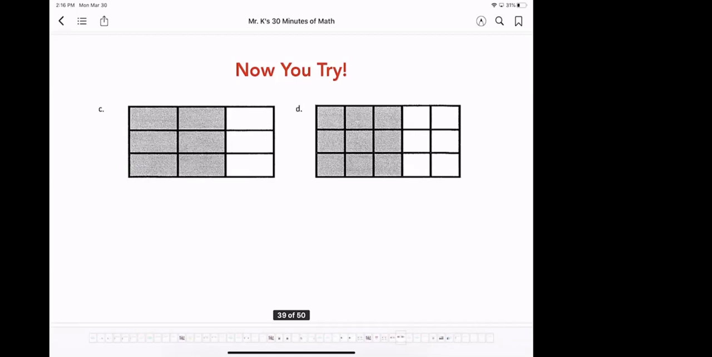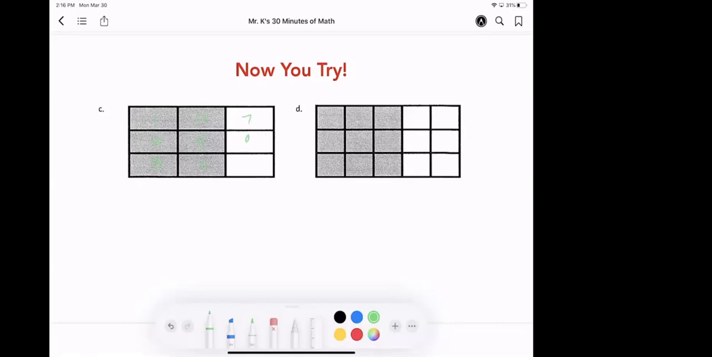Okay, welcome back, everybody. Let's see how it went. Let's start with C. I think I'm going to use green this time. Let's start with how many units we have. So we know what fractional unit are we starting with? Well, 1, 2, 3, 4, 5, 6, 7, 8, 9. So we know we're starting with ninths. And how many of our ninths are shaded in? Well, if we count them up, we see that there are 6 ninths already shaded in.